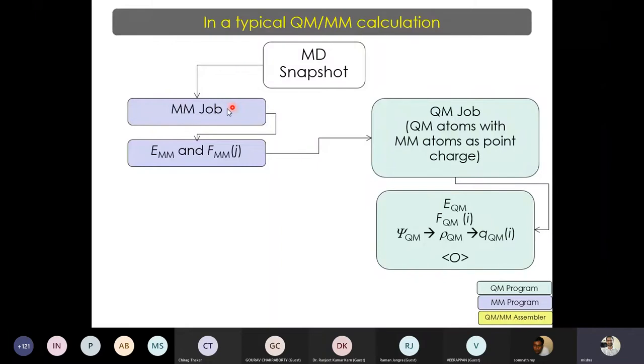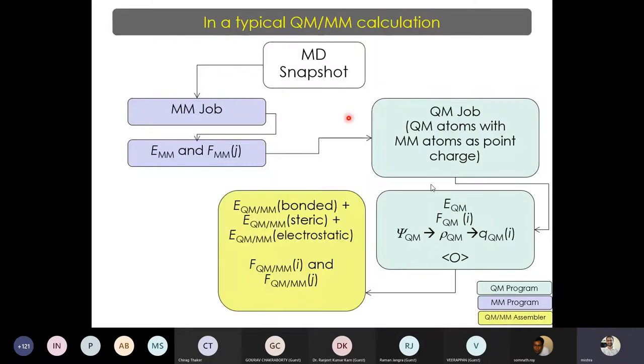Now the time comes to make them interact with each other. So the QM-MM interaction. You have your QM-MM bonded energies, the steric energies, the electrostatic energy, depending on whether you are doing mechanical or electrostatic embedding, you'll have your electrostatic energies different. So once you have these energies, these are the additional energies to be added to E_MM and E_QM.